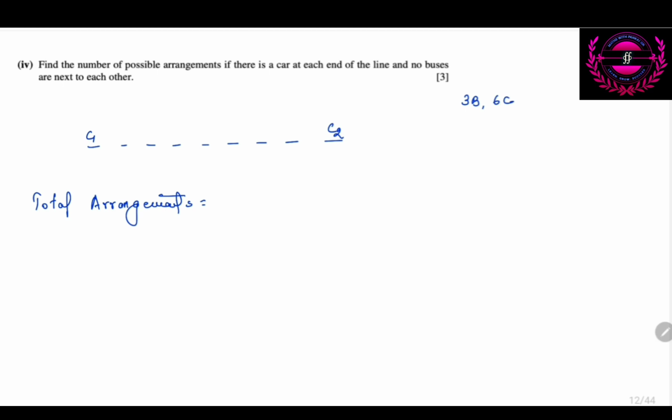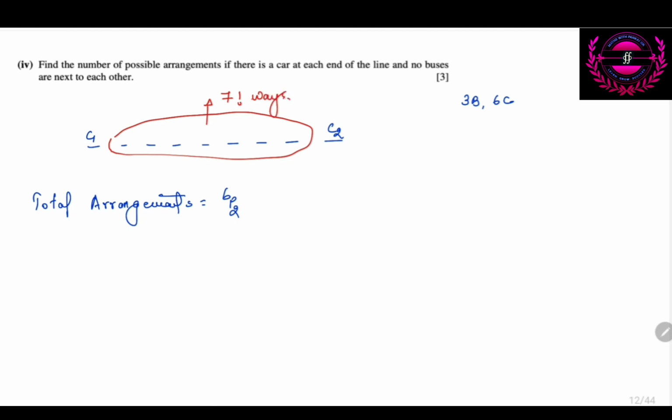So these two cars out of six can be chosen as 6P2. Why have I written P2? Because C1 and C2 can interchange, right? So that is why I have written 6P2. I have not written 6C2 because C is for selection and P is for arrangement. As C1 and C2 can arrange between them, I have written 6P2. Now, the remaining 7 toys can arrange themselves in how many ways? 7 factorial ways.